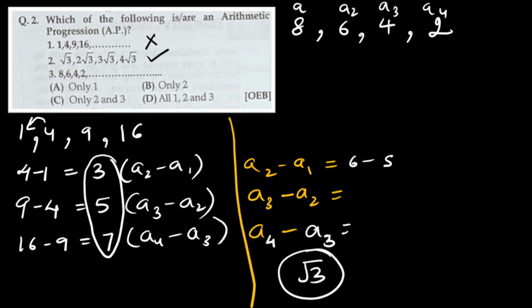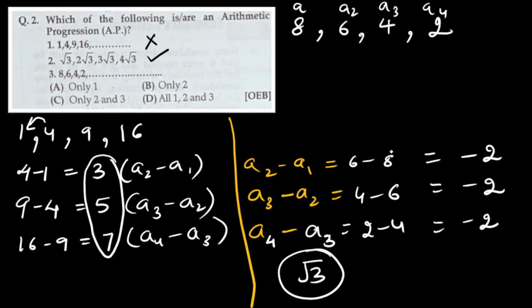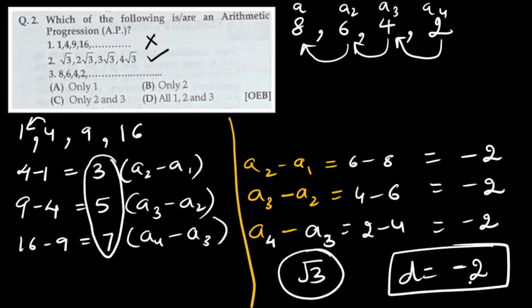So 6 minus 8 is minus 2. 4 minus 6 is again minus 2. 2 minus 4 is also minus 2. See, a2 minus a1 I have done, then a3 minus a2, then a4 minus a3. So all I am getting equals to minus 2. That means common difference is minus 2.